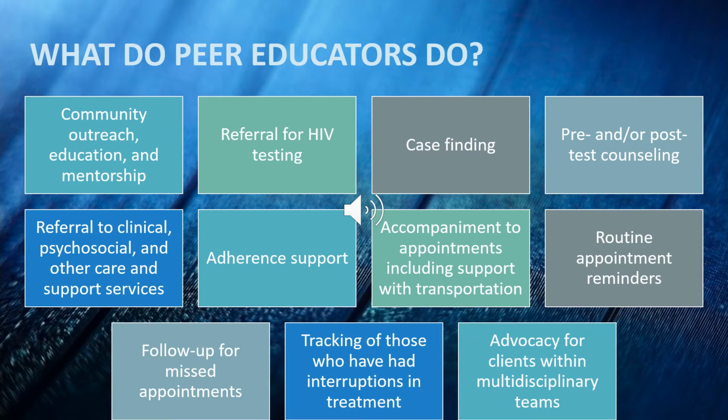The primary role of a peer educator is to help a person define their concerns and seek solutions through the mutual sharing of information and experiences. Peer education may include community outreach and education, referral for HIV testing, case finding, pre- and/or post-test counseling, referral to clinical, psychosocial, and other care and support services, adherence support, accompaniment to appointments, including support with transportation, routine appointment reminders, follow-up for missed appointments, tracking of those who have had interruptions in treatment, and advocacy for clients within multidisciplinary teams.